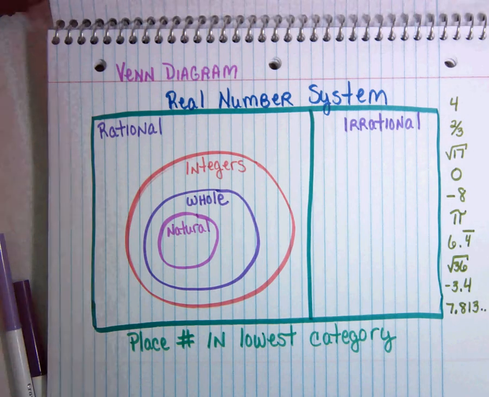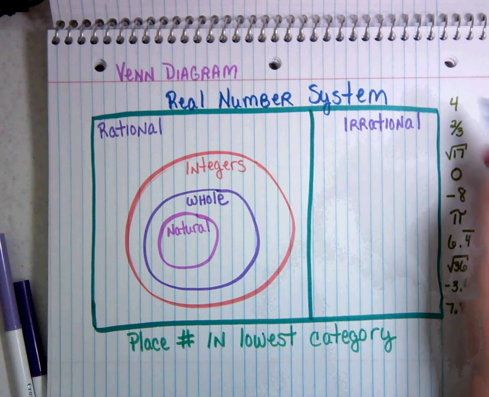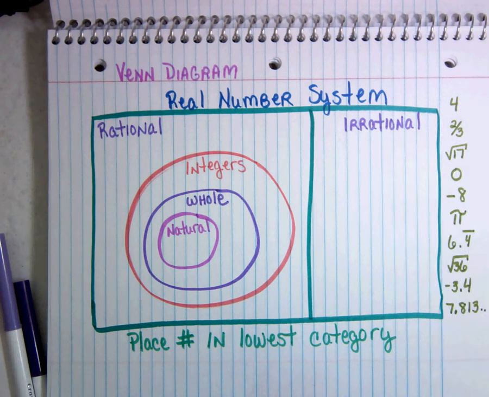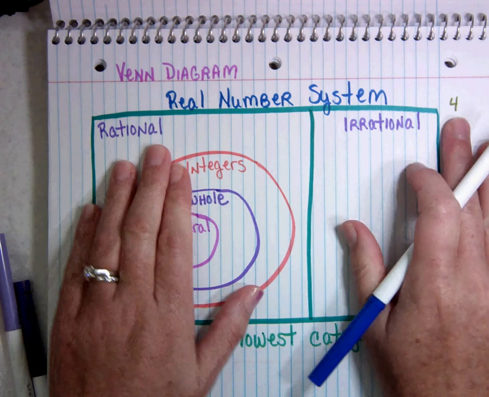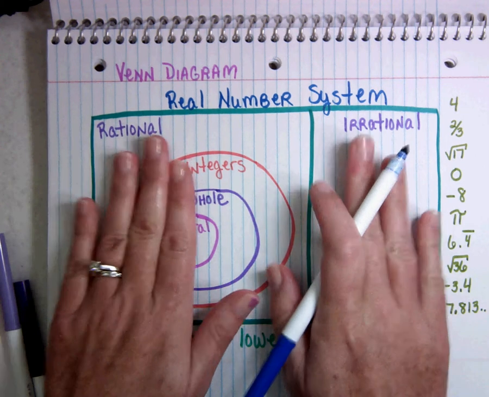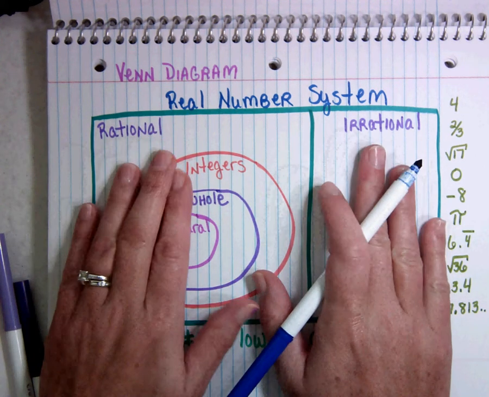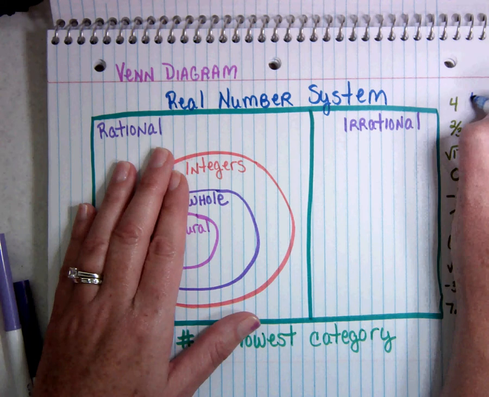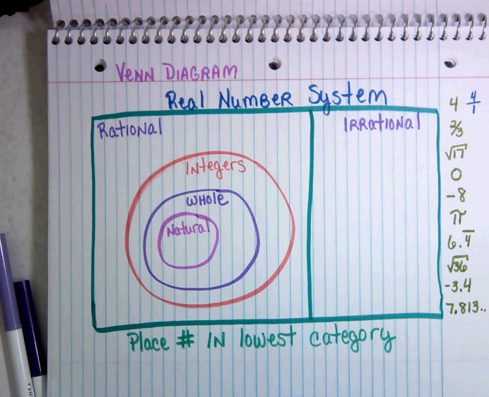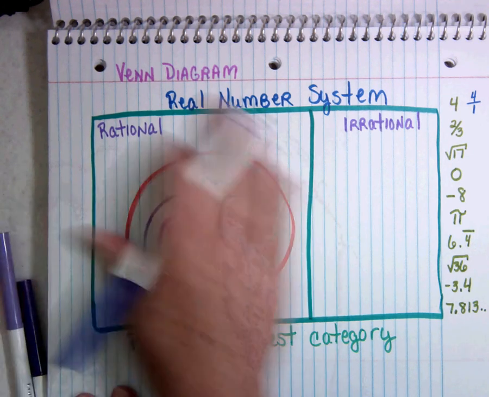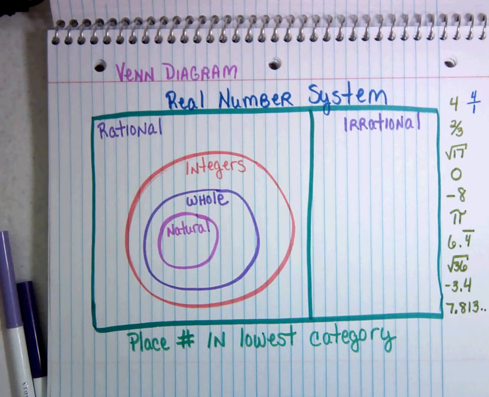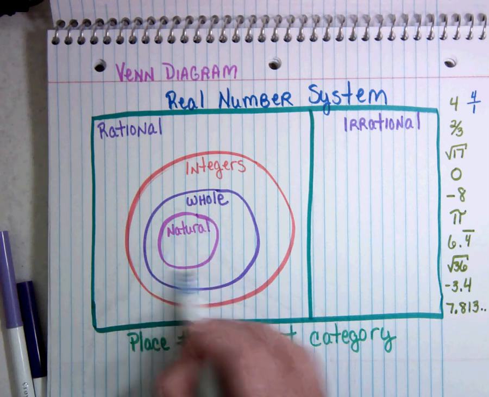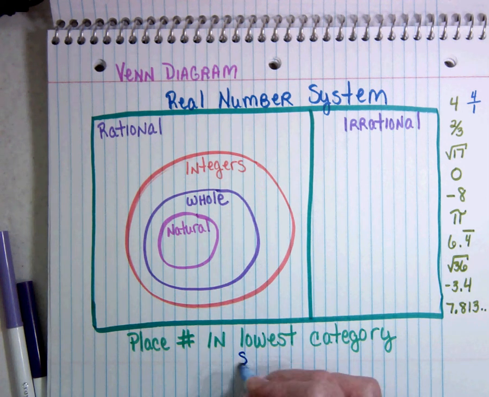Okay? So let's start with, I'm picking a color. Let's see, I'll do them in blue. Okay, let's start with 4. Okay? First of all, it would probably help to know, is 4 rational or irrational? Because we have to know which side it goes on. Remember, the determining factor is, can we write it as a fraction? And yes, we can. We can write 4 over 1. So that means it is a rational number. It has to go on this side. So let's start with the lowest category, the smallest circle. And that's maybe another way to think about it, is the smallest circle.